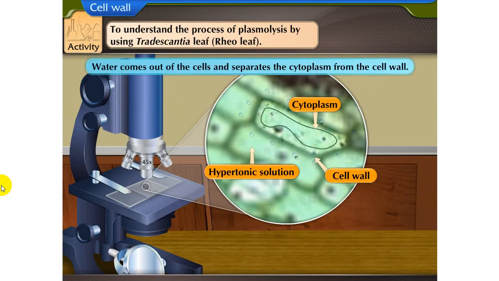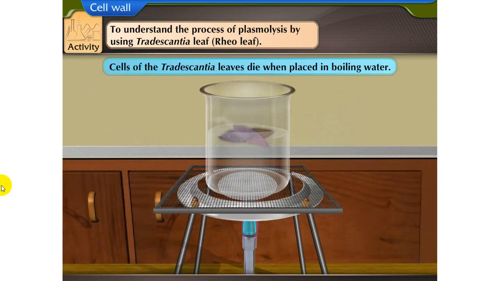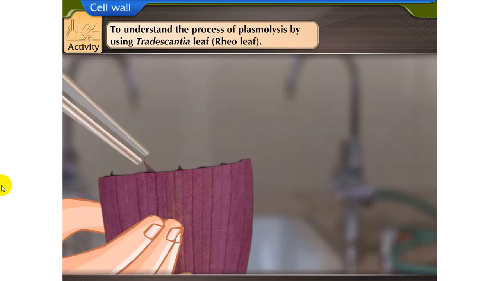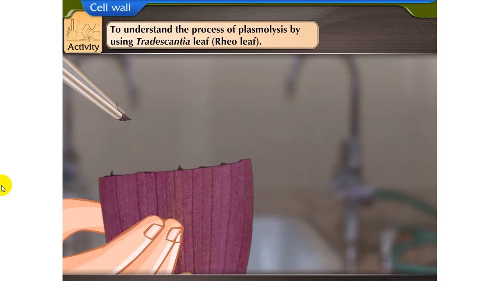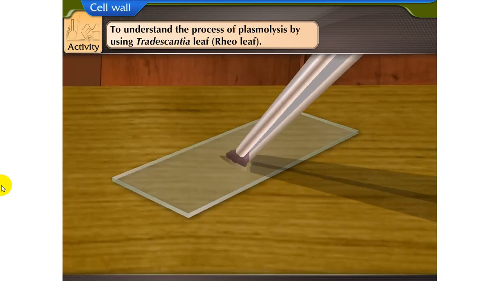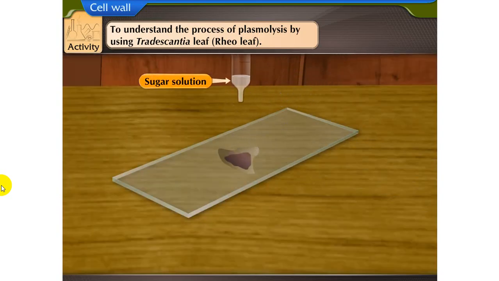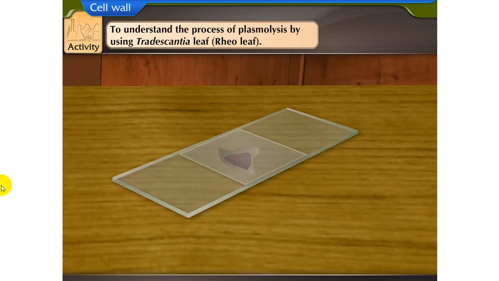Therefore, water comes out of the leaf cells, which results in the cytoplasm of the cell separating from the cell wall. Now place some Tradescantia leaves in boiling water for a few minutes. Therefore, cells of the leaves will die. Now take a peel of the leaf and put it on a slide. Put a strong solution of sugar or salt on the peel of the leaf on the slide. Wait for a minute and observe it.